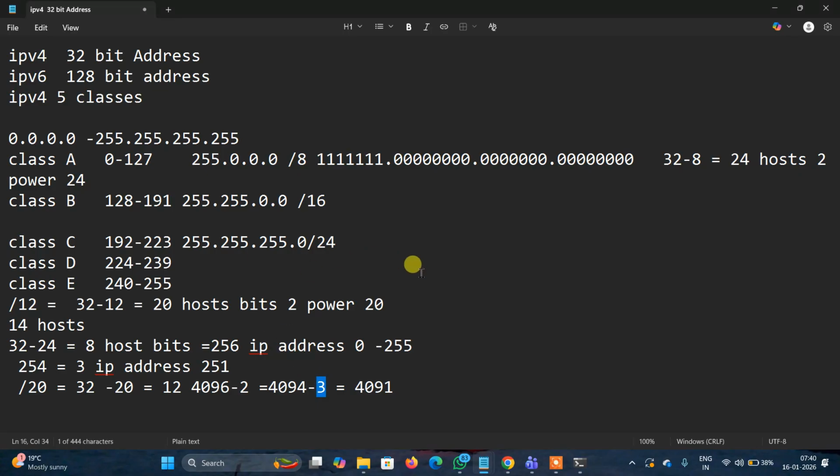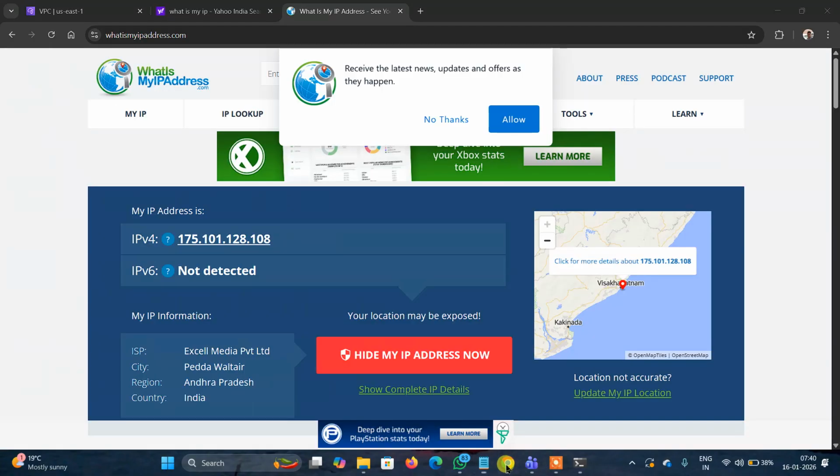I had explained this previously. Two are excluded and three are excluded by AWS. Two plus three equals five. Yeah, just go to the AWS console.